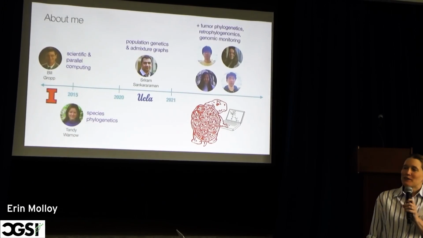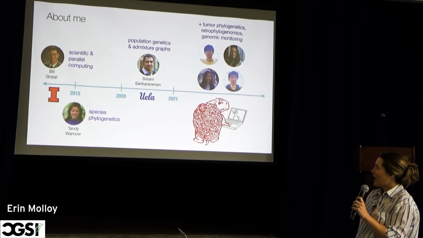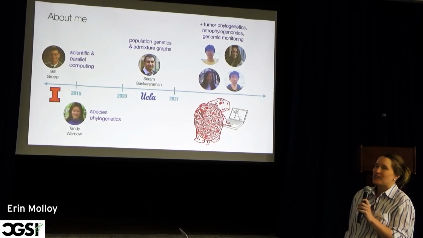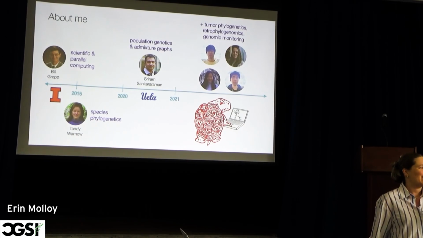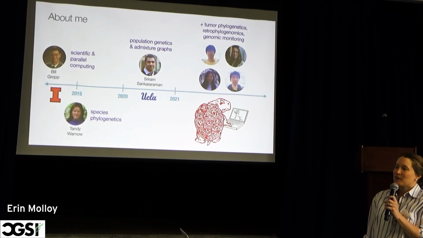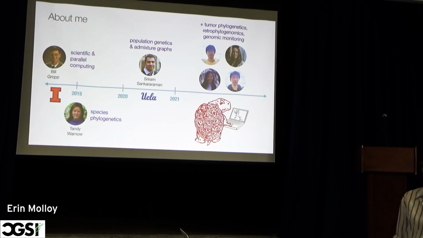I think historically we started with a little introduction slide, so I just wanted to say hi, I'm Erin. I did my PhD at Illinois with Tandy Warnow, who's here, and also Bill Robb. And then I was out here at UCLA for my postdoc working with Sriram Sankararaman, and now I'm an assistant professor in computer science at the University of Maryland, where I'm lucky to work with these amazing students.